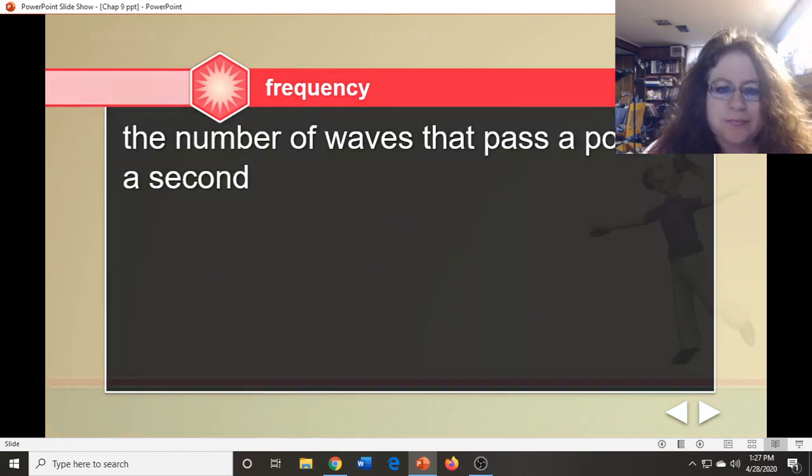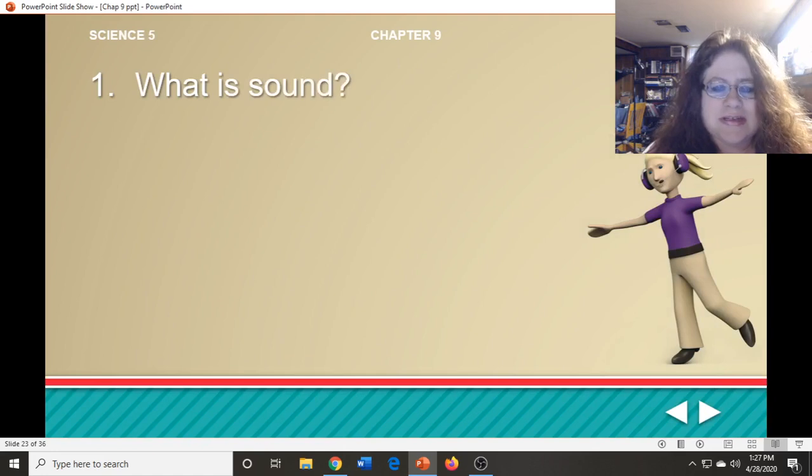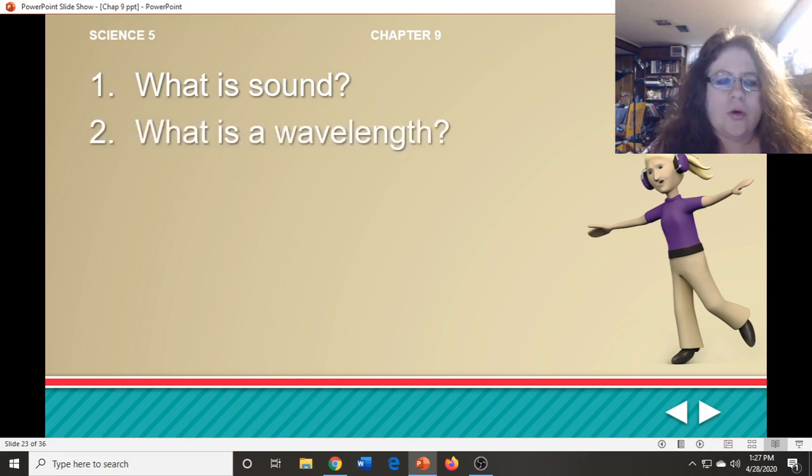Okay, now a couple questions. What is sound? We talked about this on the video yesterday. The basic definition of sound is a vibration that you can hear. Sound is vibration. What is a wavelength? It is the distance from one compression to the next on a wave. And I've given you lots of examples of that in the PowerPoint.